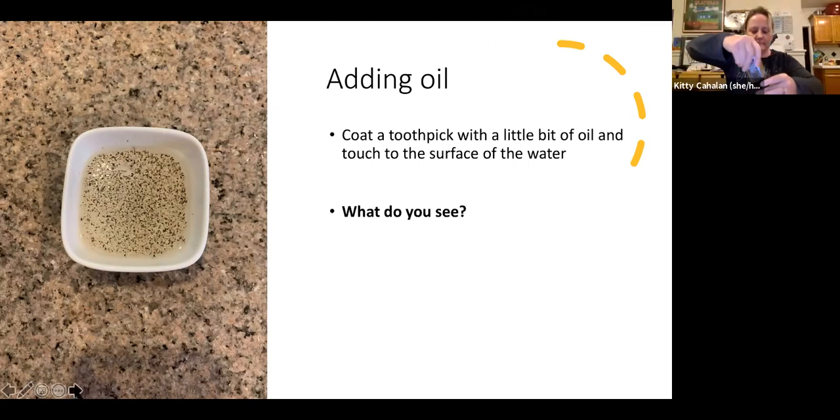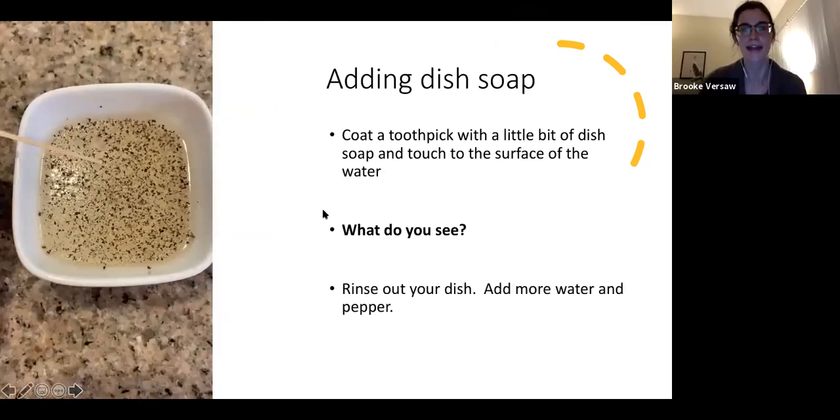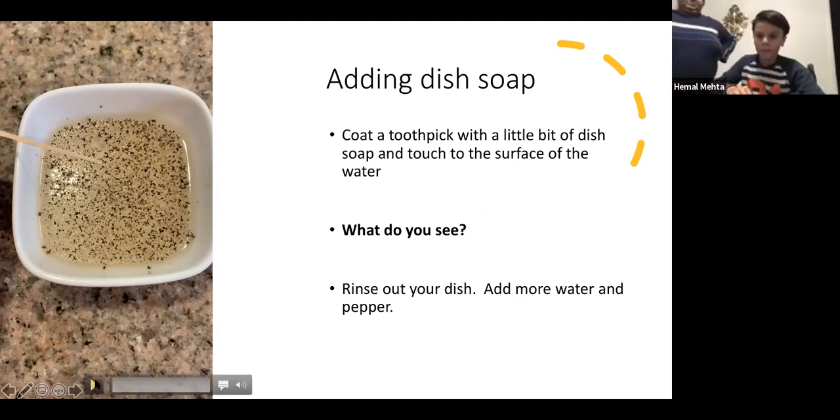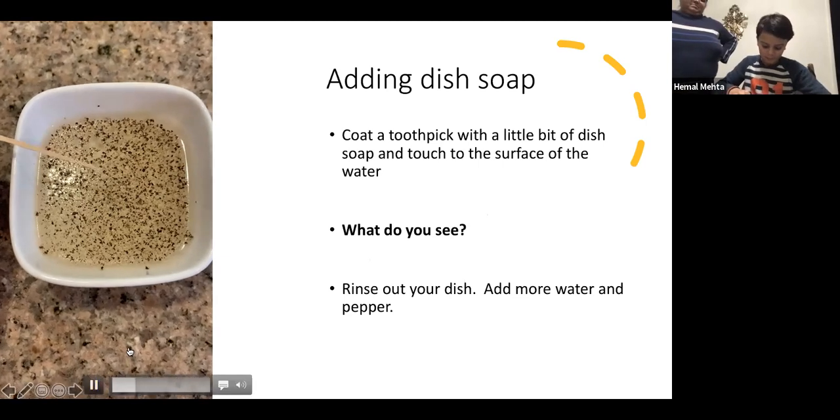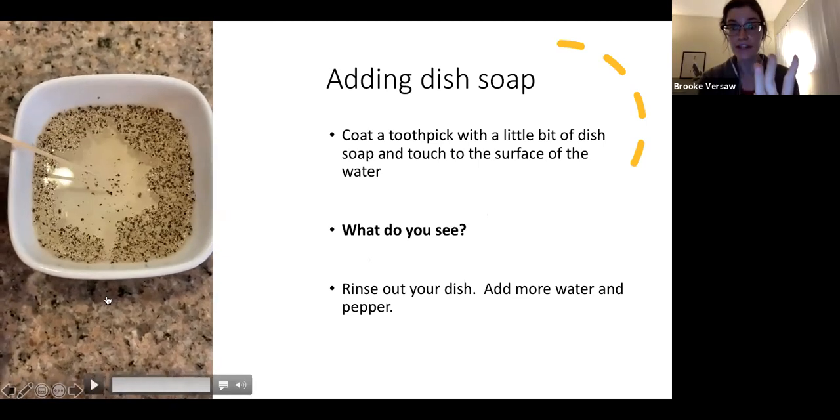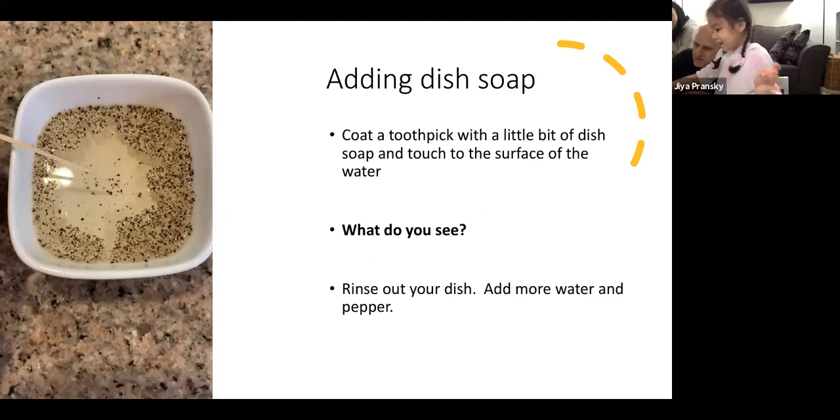So what we're gonna do next is try adding dish soap. So take a new toothpick and coat it in just a little bit of dish soap and then touch it to the surface of the water and think about what you see. I'll give you a second to do that and then I'll show you on my screen what I saw. It repels. Yeah, did you see something like this where it moves away really fast? I agree. It repels a lot, as soon as I put it in.